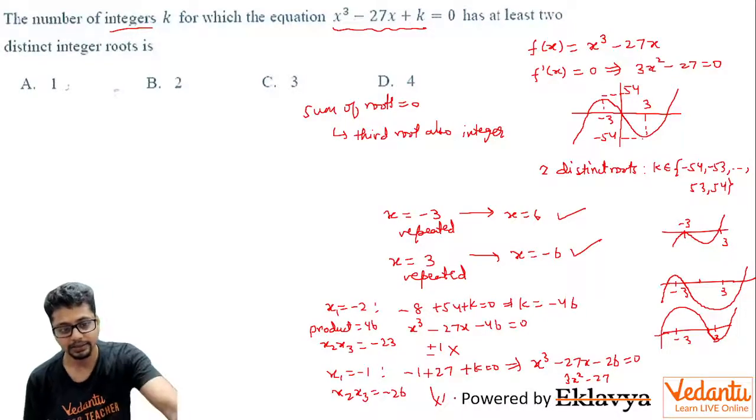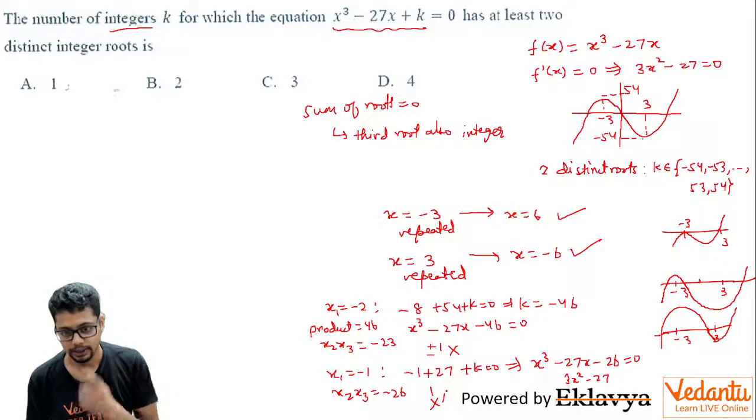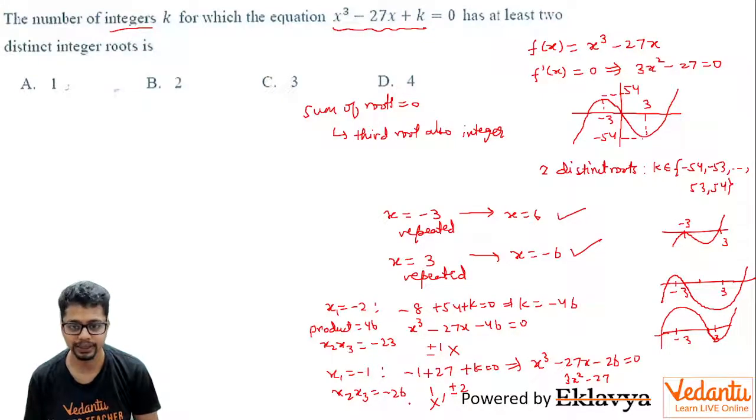Similarly, rather than going for 13 or minus 13, you may check plus minus 2. If you put 2, it doesn't satisfy. If you put minus 2, it doesn't satisfy. So if 2 doesn't satisfy, minus 13 would not. If minus 2 doesn't satisfy, 13 would not. Why? Because the product of roots is minus 26. So even in this case, you don't get distinct integer roots.